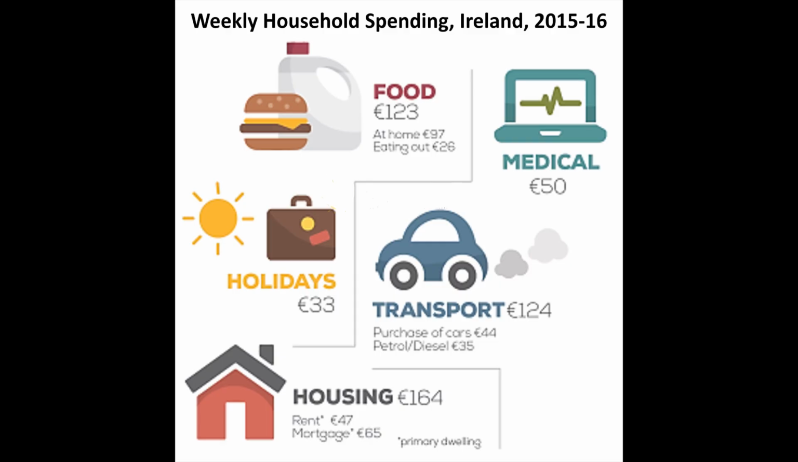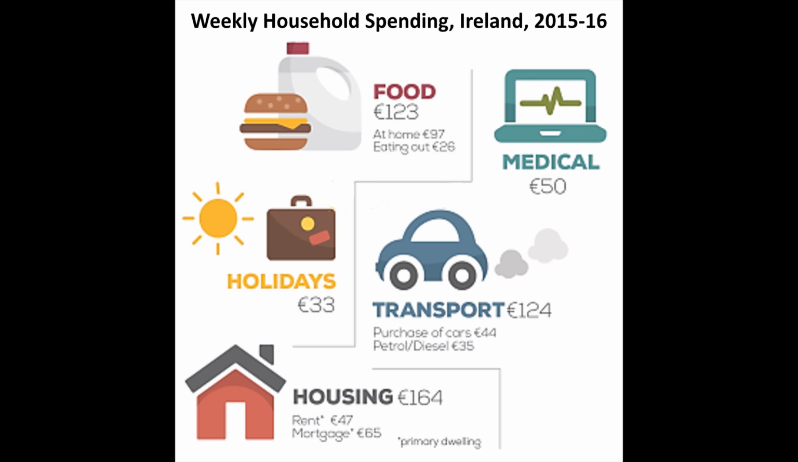The following graph gives information about average weekly household expenditure. According to this graph, the items include food, medical, transport, and holidays. You can see from this graph that the value of food is 123. And the value of medical care is 50.